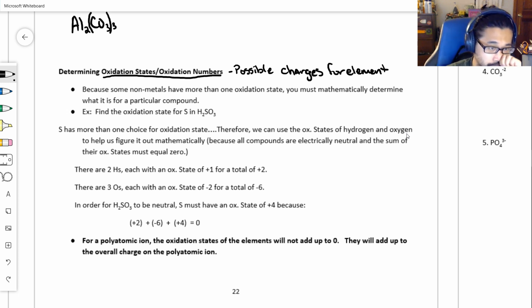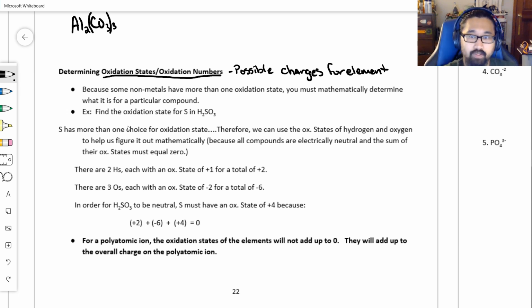Now, in this example, we use H2SO3. Right. So find the oxidation state for S. Find the charge of S. The problem is right here. S has more than one choice for the oxidation state.